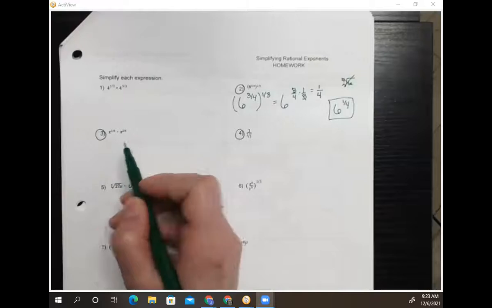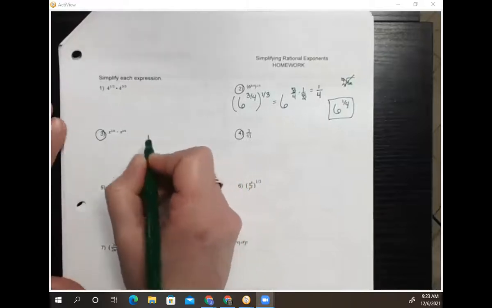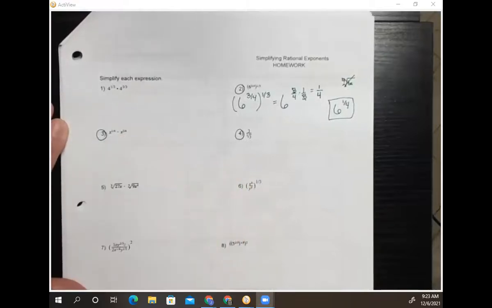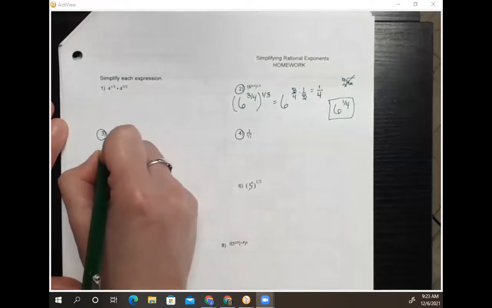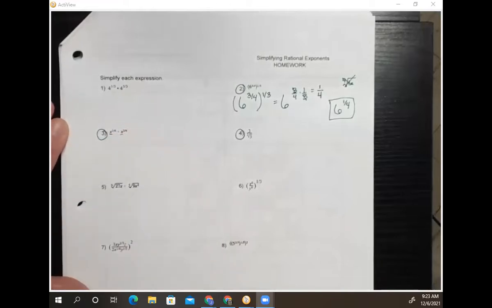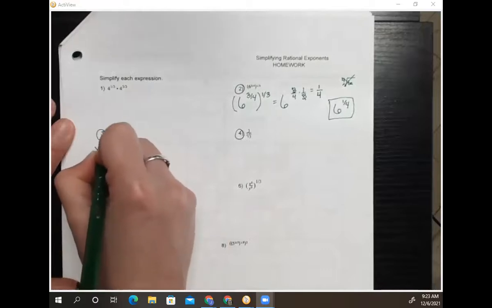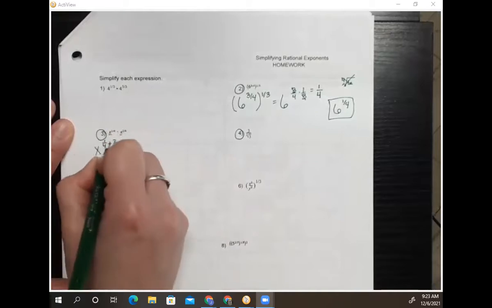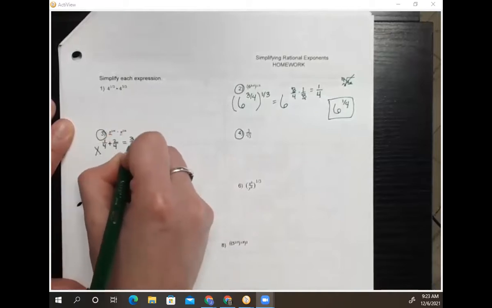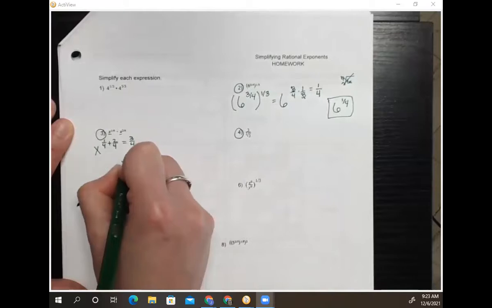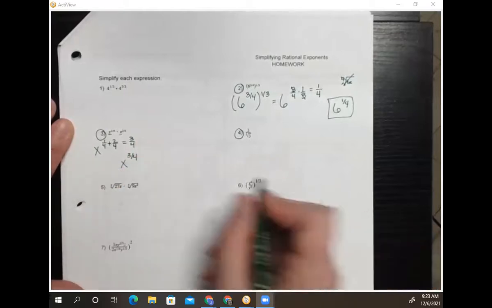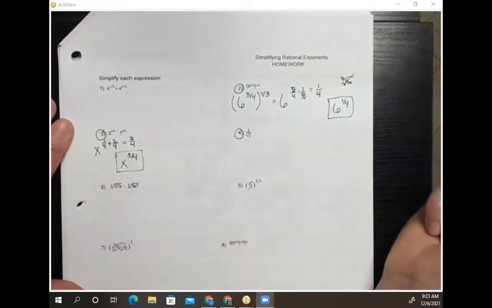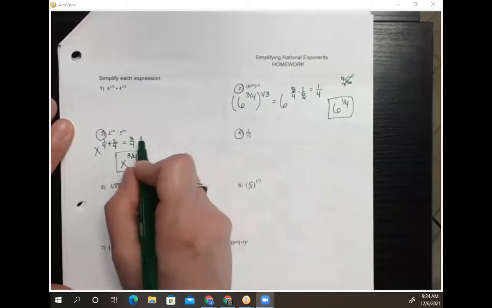Let's take a look at number 3. I'm back to x's here. This is a 1/4 and a 2/4. I know it's a little hard to see here. I'm multiplying numbers that have the same base, so we add their exponents. So this would be x to the 1/4 plus 2/4. They already have common denominators, so this would just be 3/4. So my final answer here is x to the 3/4. That's it. We just used those exponent rules.